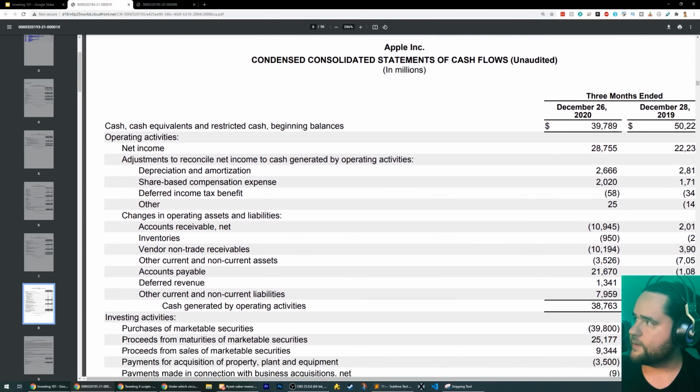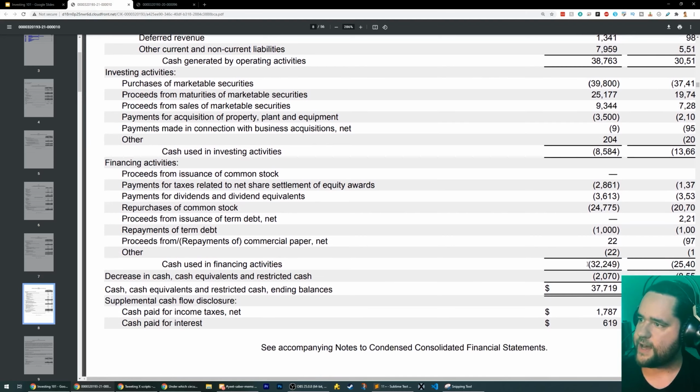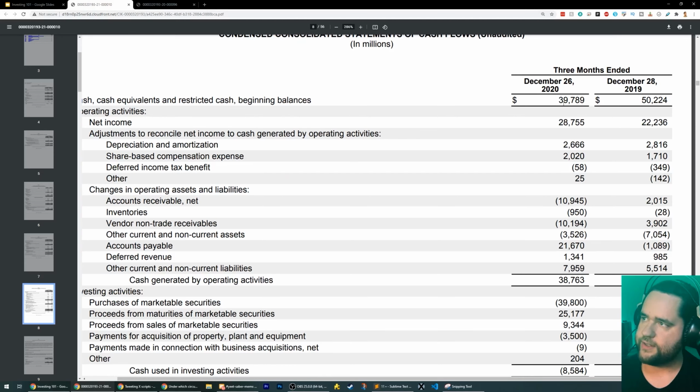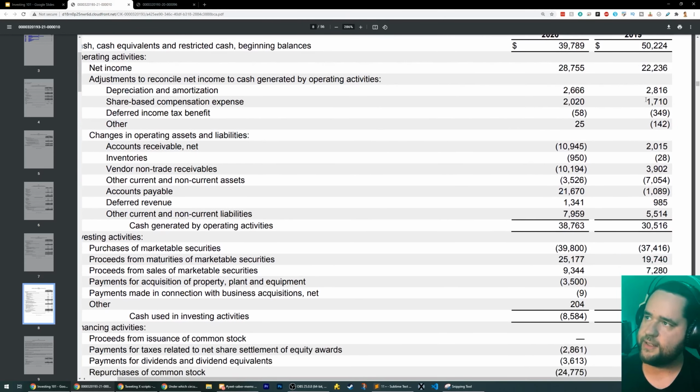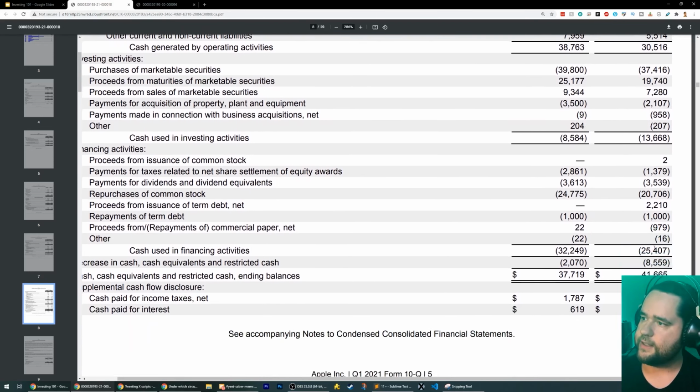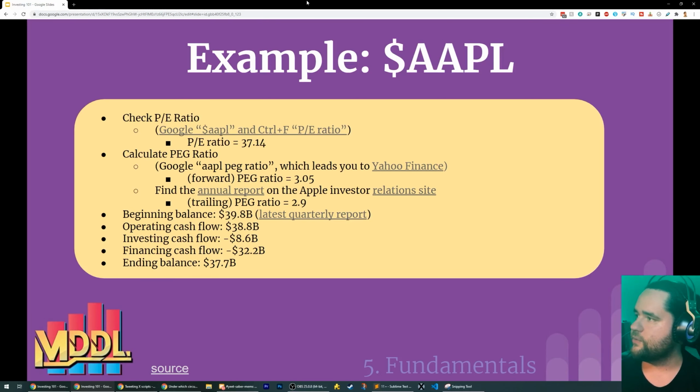And if you look up here at the top, you see cash equivalents and restricted cash beginning balances. So that's basically how much assets they have at the start of this period. And at the start of the period they had 39,789,000,000. And at the end of this period, they had 37,719,000,000. Their total assets went down by about 2 billion. Looking historically at December 2019, they started with 50 billion and they ended up with 41 billion. So they're definitely burning through a lot of cash and reinvesting it.